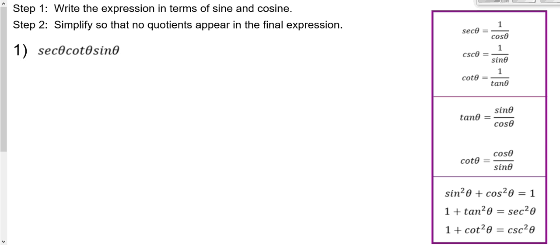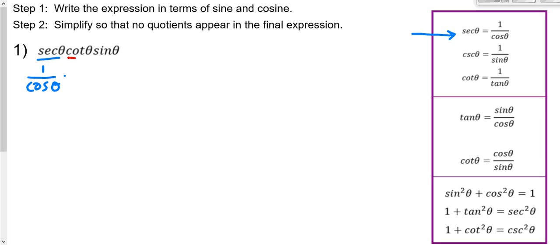Okay, here's example number 1. We have an expression, secant theta, cotangent theta, sine theta. And the directions say to start by writing the expression in terms of sine and cosine, and then after that to simplify so that no quotients appear in the final expression. Anything that's already in terms of sine or cosine can stay as it is, and anything that's not needs to be changed. So secant theta, remember that's equivalent to 1 divided by cosine theta. So we replace secant theta with 1 over cosine theta.